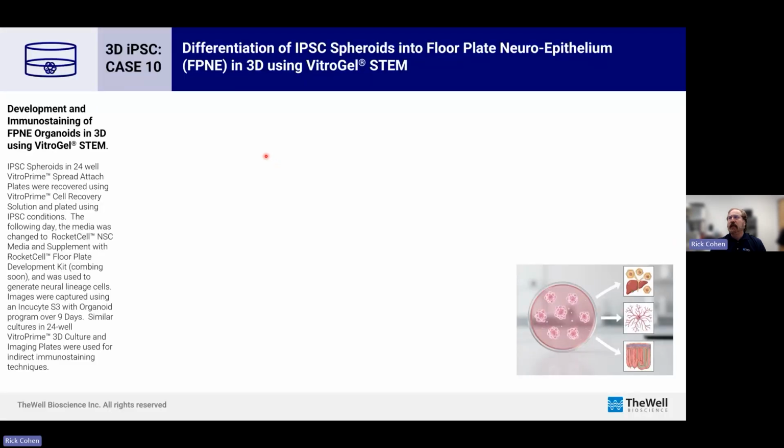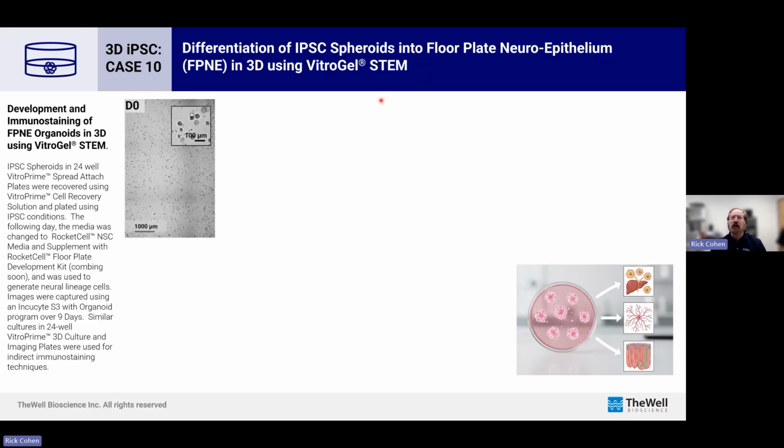And here we're going to look at the differentiation of iPS spheroids into something called floor plate neuroepithelium. So this is the first step in that two-step protocol that I mentioned before to get cells of the neural lineage. This is kind of like a neural stem cell, but a pre-neural stem cell. And we're going to do that in 3D using Vitrogel stem.